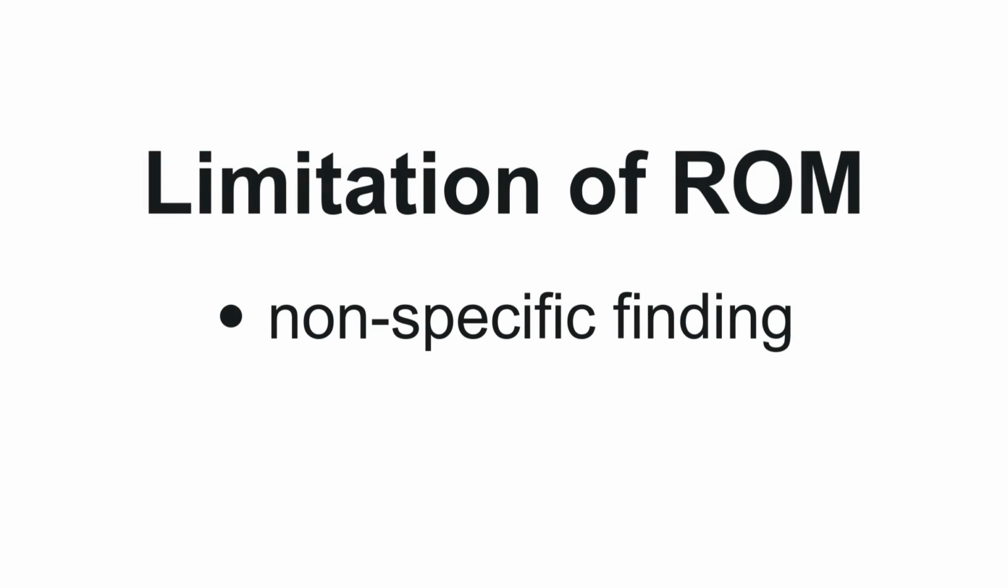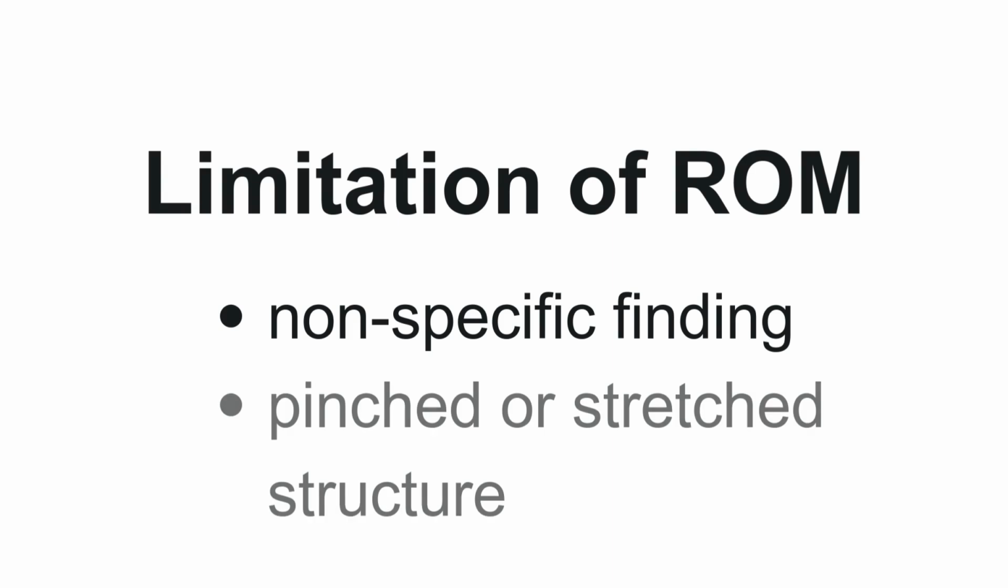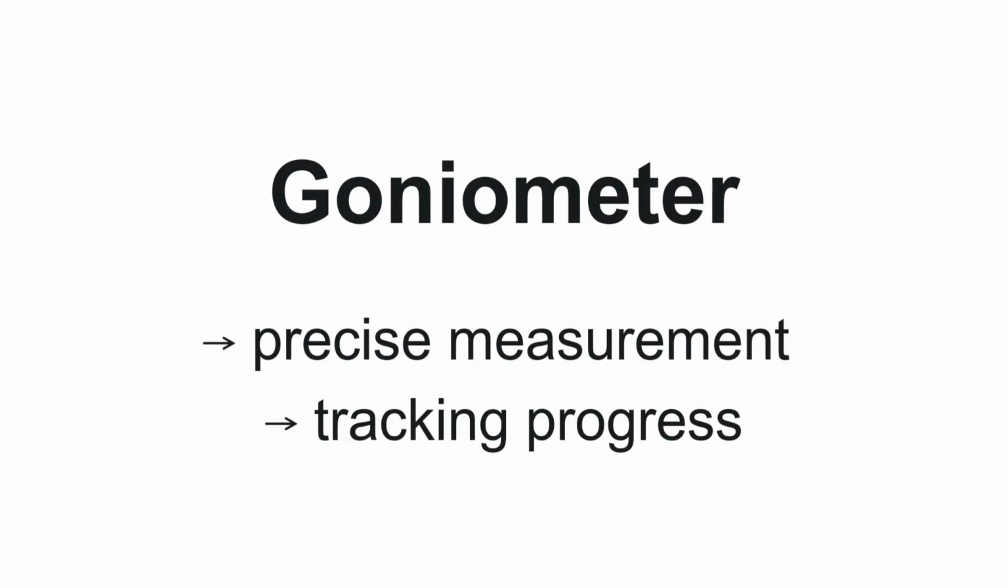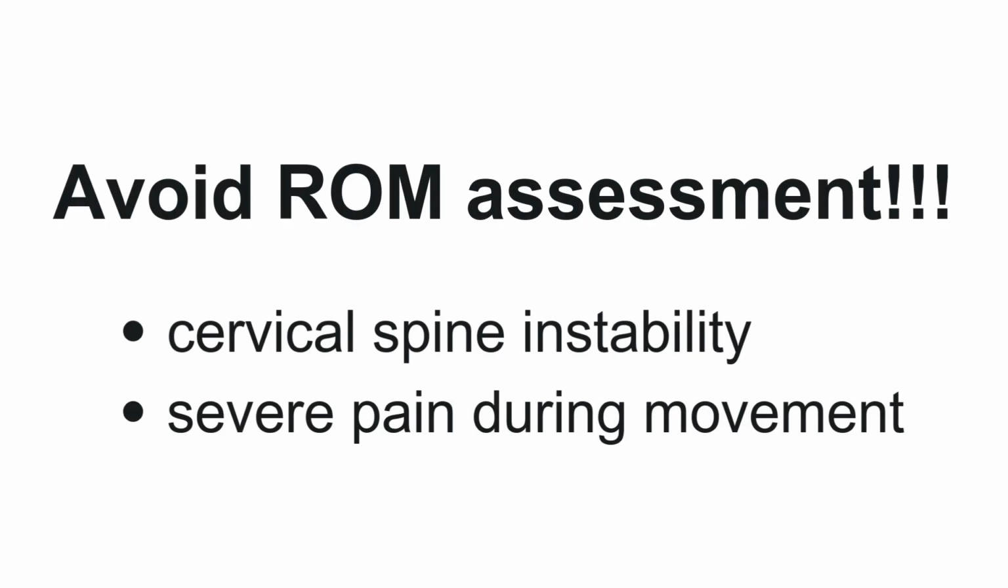Limitation of range of motion is a non-specific finding that suggests a problem with structures around or within the joint. If pain occurs during testing, we should consider which underlying structure is being pinched or stretched during the movement. Using a goniometer ensures precise measurements and helps track progress over time. However, if the patient has cervical spine instability or experiences severe pain during movement, this assessment should be avoided.